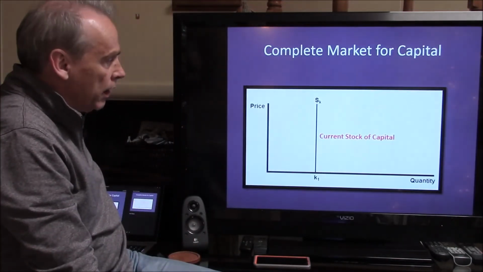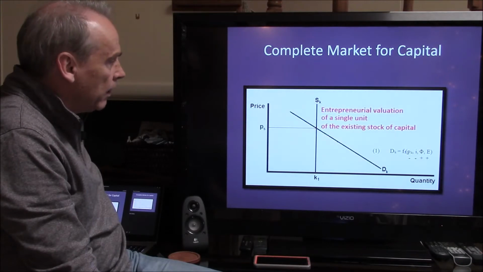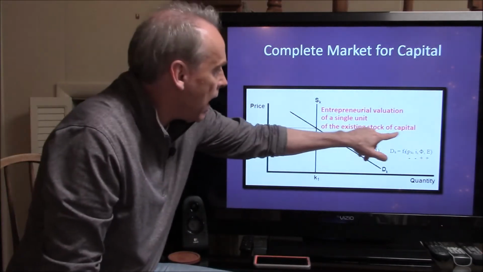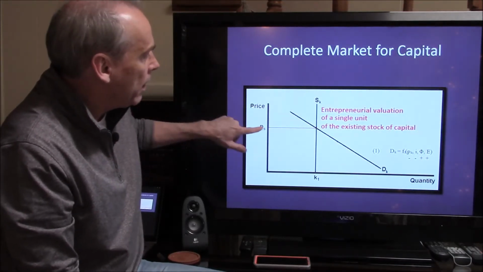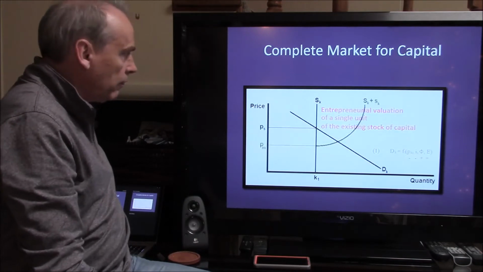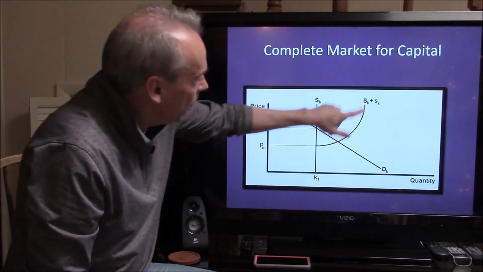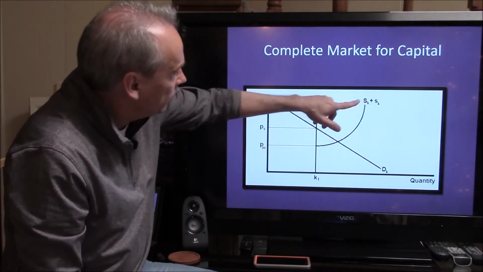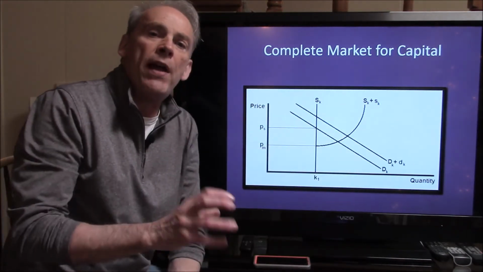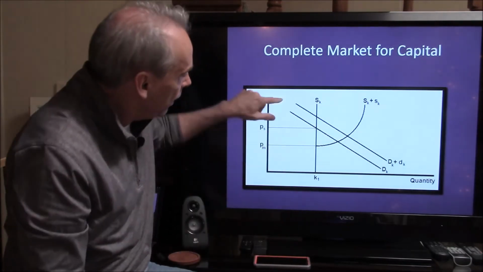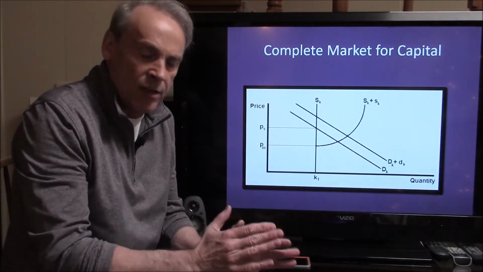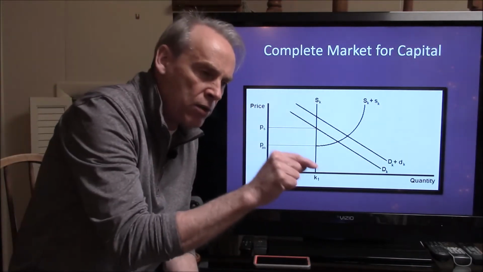Now let's put it all together. Current stock of capital, entrepreneurial valuation of a single unit of the existing stock of capital. In other words, what they're willing to pay for an existing stock of capital, and there's that equation again. There is the possibility of building new capital. And here is that second demand curve, which now gives us the total demand curve. This initial demand curve here was just thinking, in a sort of static sense, if I could buy an existing restaurant right now.